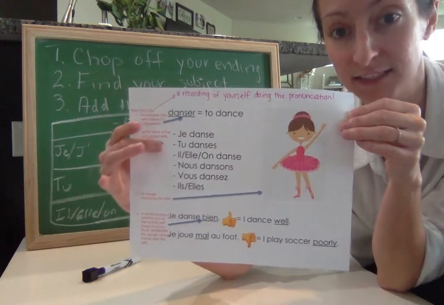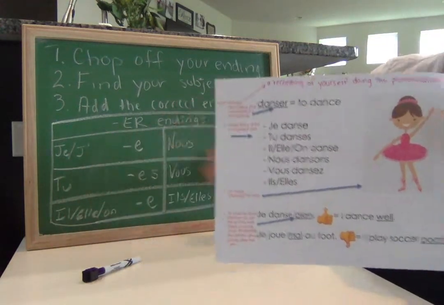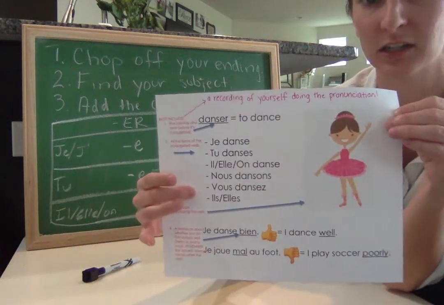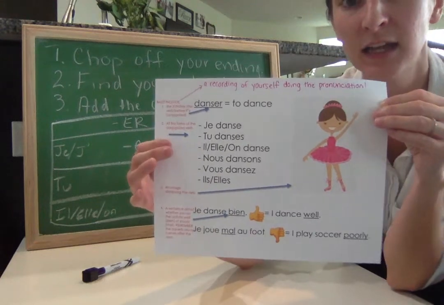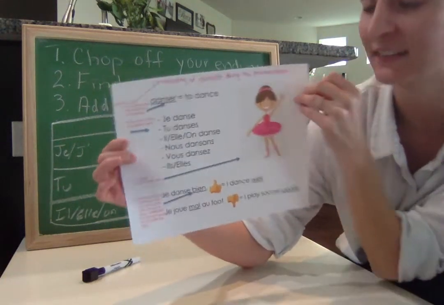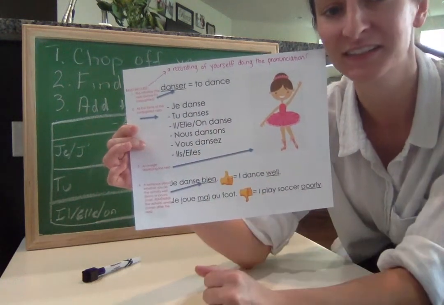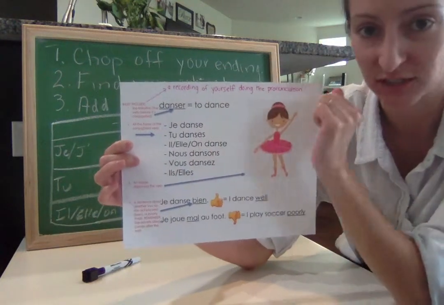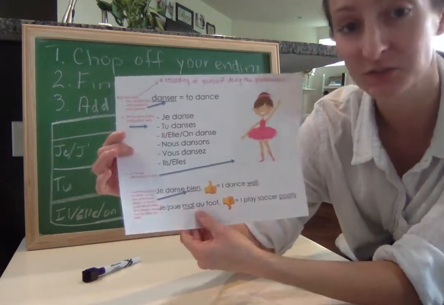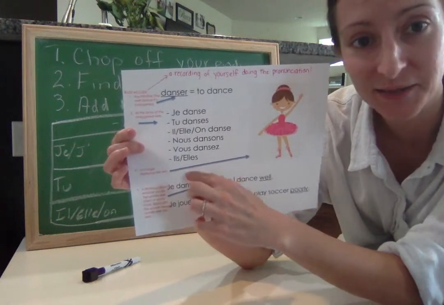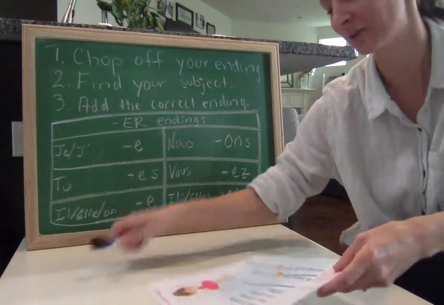And then, in the order that is always on our chart, I have je, tu, il, elle, on, nous, vous, il pluriel. You're going to list all the different conjugations for that verb that you chose, okay? I just realized I'm forgetting my il and elle pluriel. We'll do that real quick.